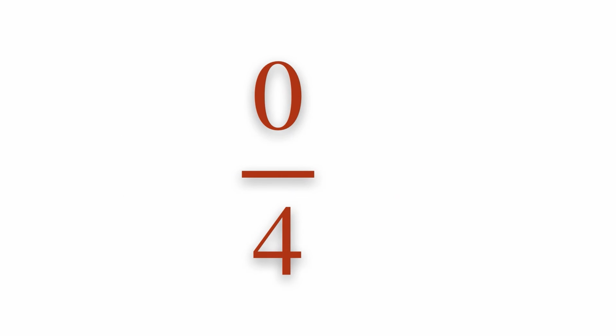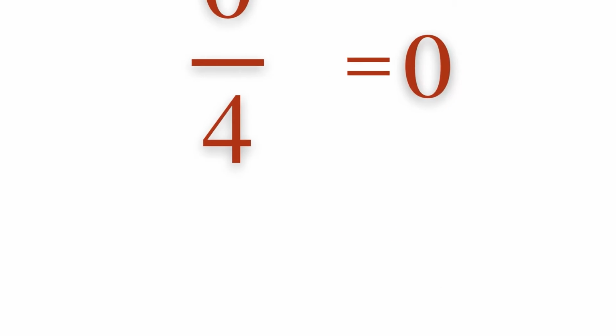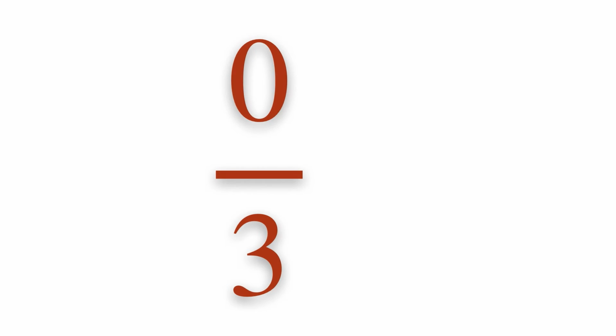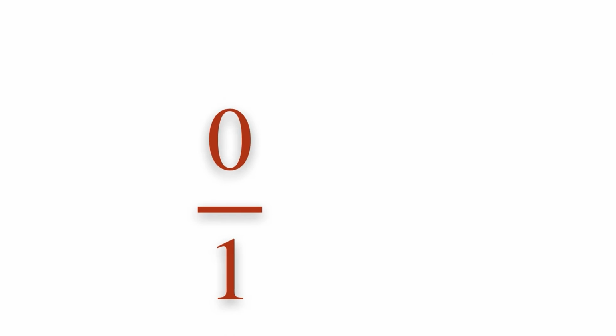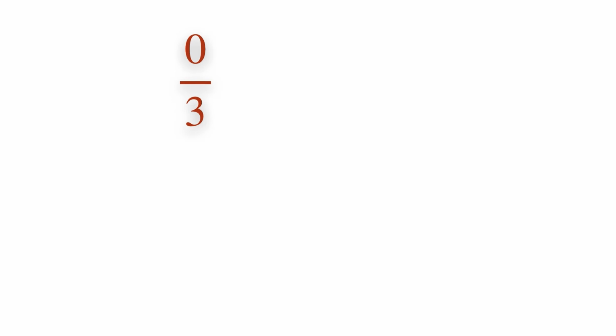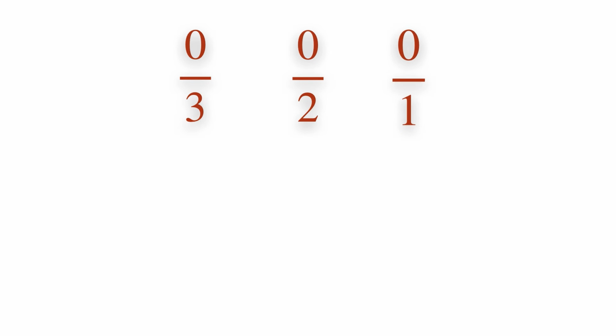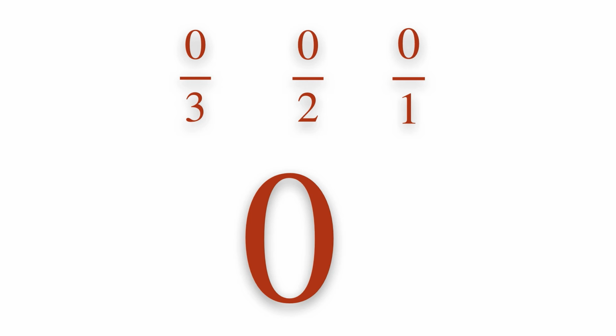Now think about what 0/4 means. This really means out of 4 portions of the circle or any shape, nothing is shaded. Hence, the value of this fraction is 0. Similarly, 0/3 means 0 part is shaded out of the total 3 parts. 0/2 means 0 part is shaded out of the 2 parts. And finally, 0/1 means 0 part is shaded out of 1 part. Hence, 0 over anything is 0, as they all represent nothing has been shaded.